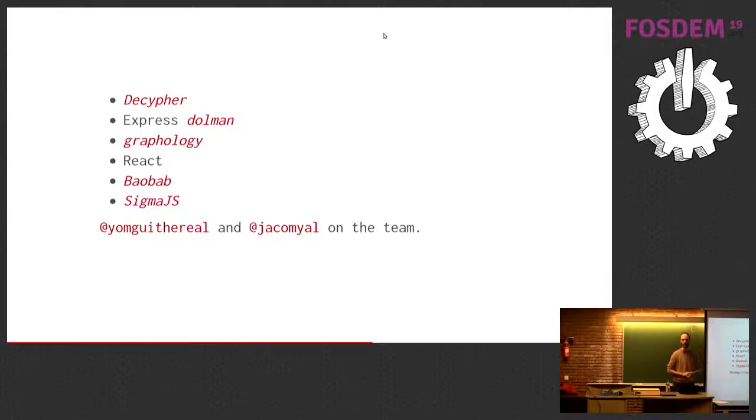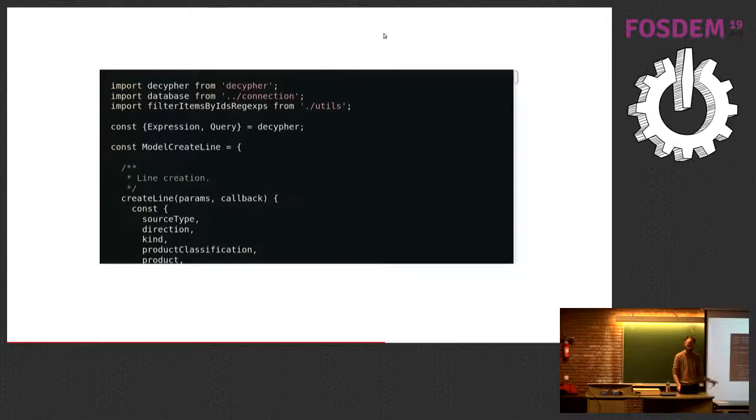Graphology is a network statistical JavaScript library. We heard about it two or three talks ago. React for the UI, but React with Baobab as a state machine. Baobab is like Redux, but before Redux, by Guillaume again. And Sigma. Sigma is a JavaScript technology to do network visualization. We talked about this three talks ago. So thanks to Guillaume and Alexis Jacomy, who rewrote all the Baobab parts in React.